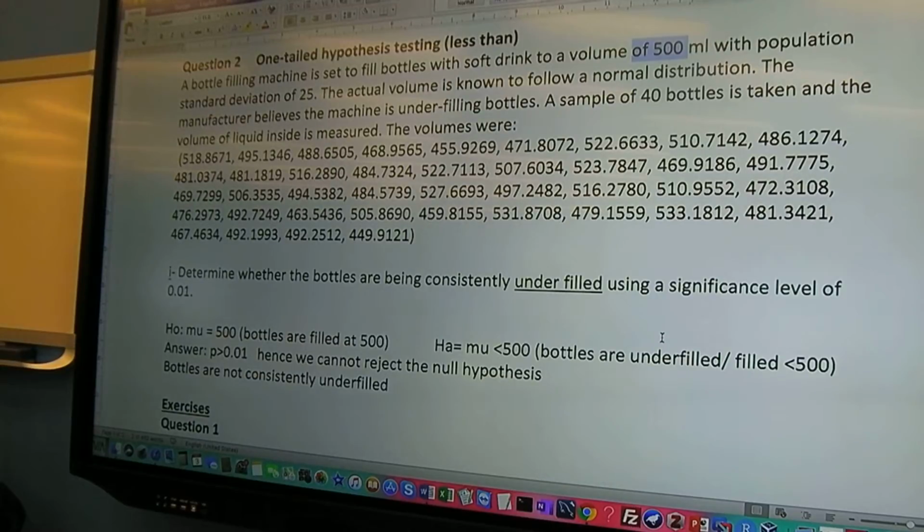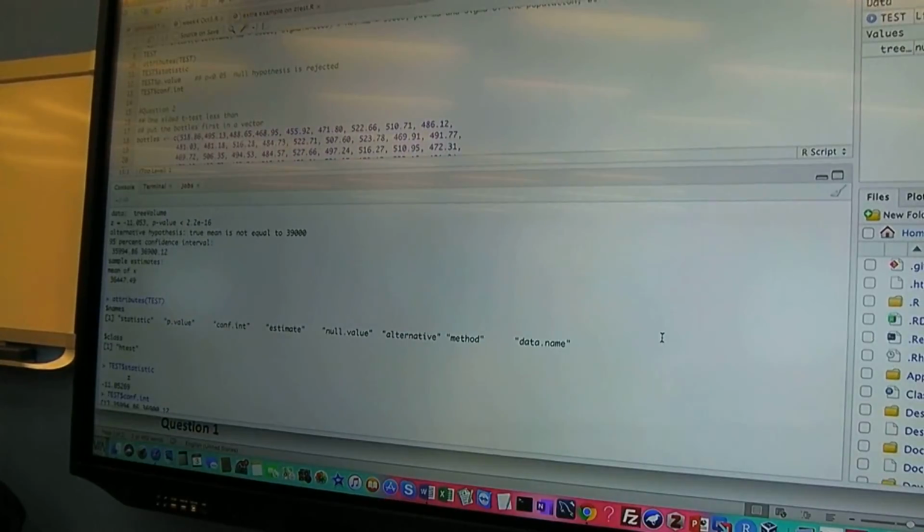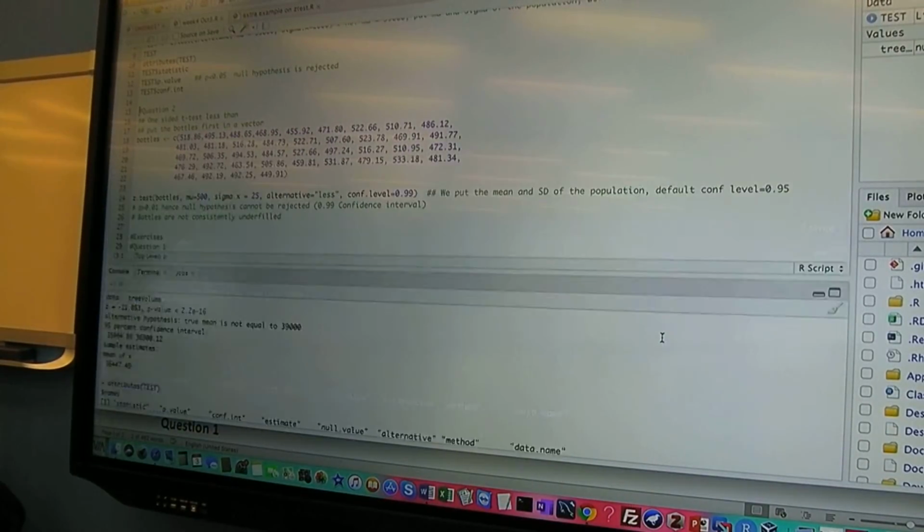under the alternative hypothesis. So the null hypothesis is that mu is equal to 500. Alternative hypothesis, mu is less than 500. I'm looking at whether the bottles are underfilled or not. This is less than 500. Overfilled will be greater than 500. Okay. So let's go and run this thing.